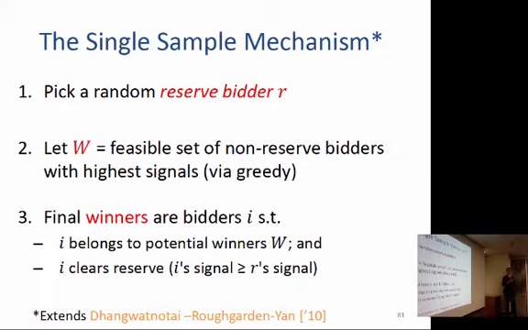Say I have my bidders. What I do is I uniformly at random pick one of them and set this bidder aside. This bidder will be denoted by R. Now I look at all the other bidders, and I find the feasible set of bidders from these bidders with the highest signal. This set I denote by capital W because these are the potential winners. Now how do you become a real winner? If you're in the potential winner set and you manage to clear the reserve, so your signal is higher than the reserve bidder's signal, then you win.